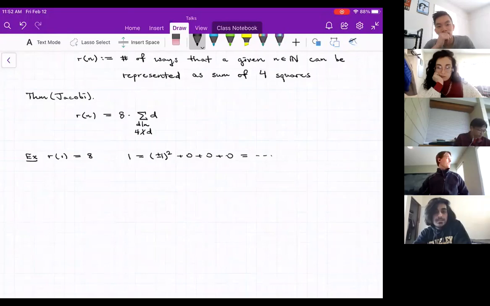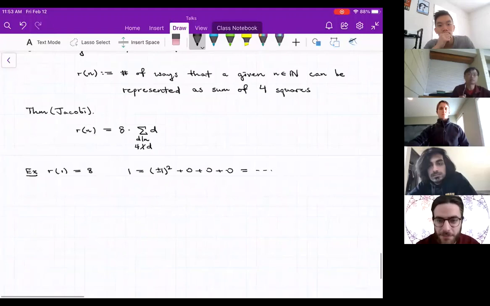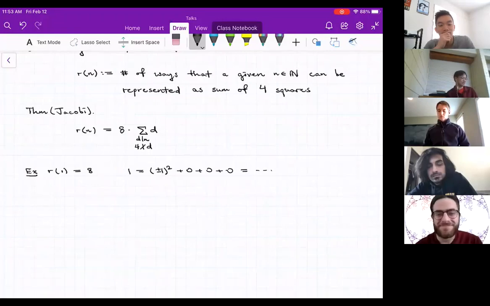Okay. Yes. So let's look at, yeah, question. Is Jacobi's theorem something you could prove independently of the four squares theorem and use as a proof of the four squares theorem, by saying the right hand side is always at least one? Yes, technically, yes. I mean, I think it seems much harder, but absolutely.